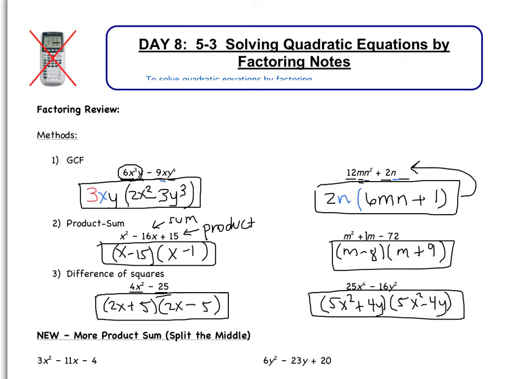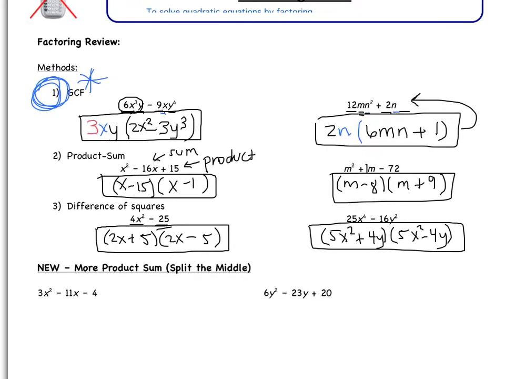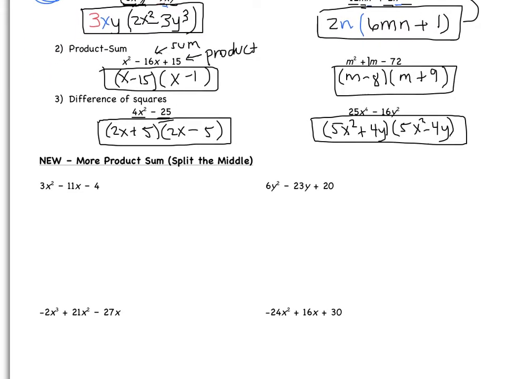So that should have been a review. These are the three main types of factoring. As you need to remember, we always start with GCF. Always, always, always start with GCF. And then look to see if it's product sum or difference of squares. So what we're doing today is the new stuff. This is more product sum. It's split the middle.